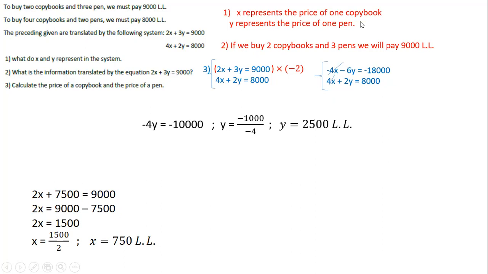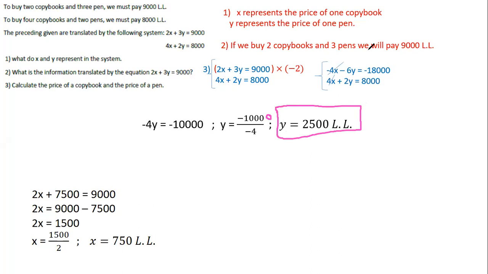Of course here it misses a zero. I forgot a zero in the typing, there should be one more. So minus 10,000 over minus 4. Negative over negative becomes positive. We always reduce our fraction. 10,000 over 4 is 2,500. So this is y, which is the price of one pen. This is y equal 2,500.